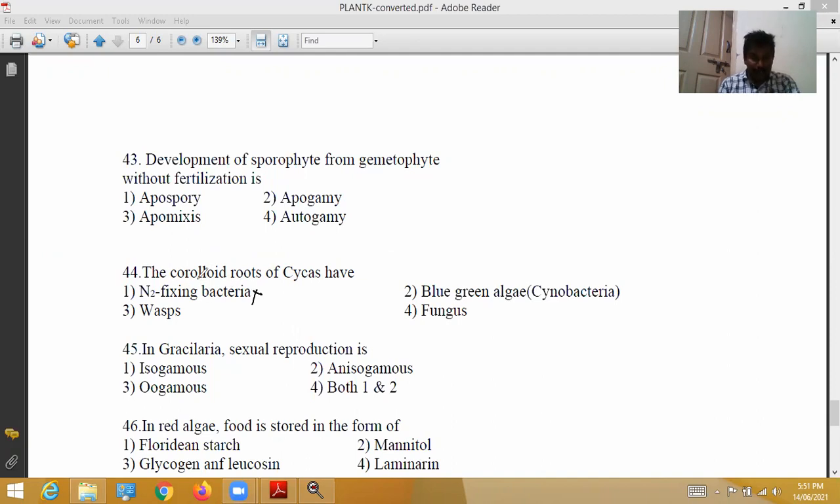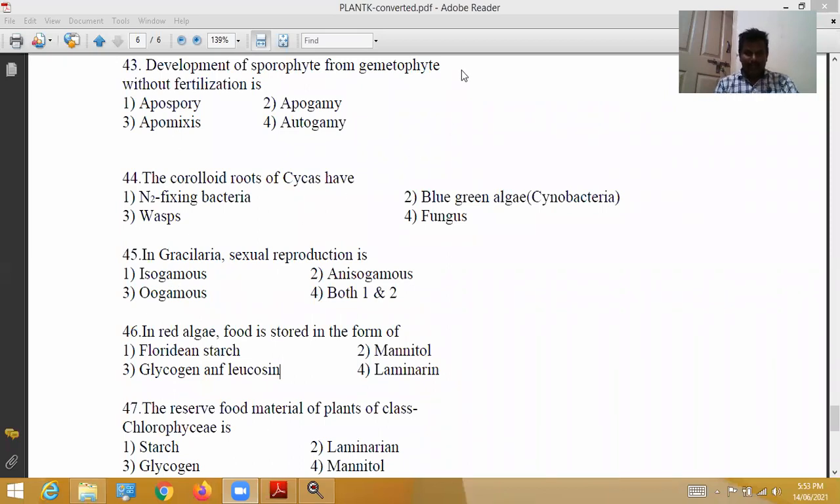So the coralloid roots of cycas are specialized roots, which are associated with nitrogen fixing cyanobacteria. Cyanobacteria is also called blue-green algae. So the second option is the correct option. Next, wasps. Wasps are not involved in the nitrogen fixing process, so the third option is wrong. Fungus is also not involved in this question. So among the four options, the correct option is the second option.